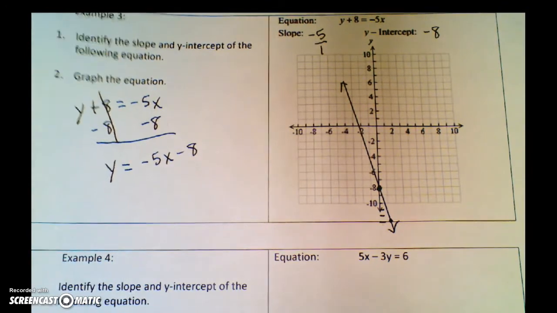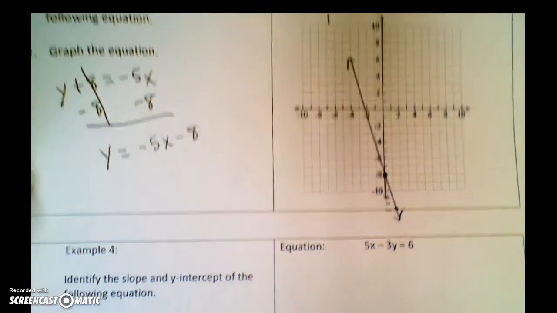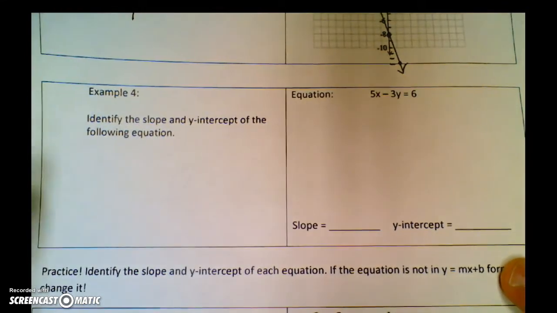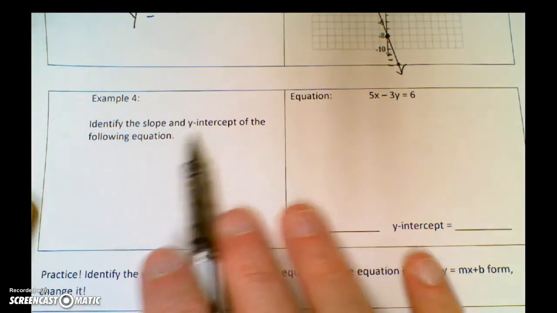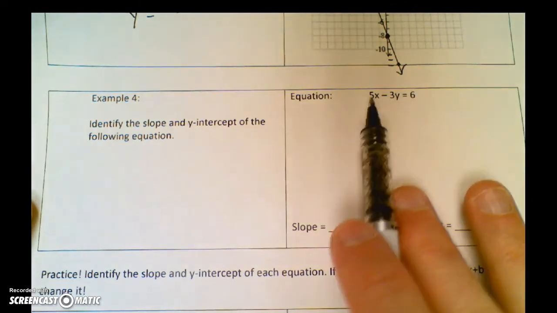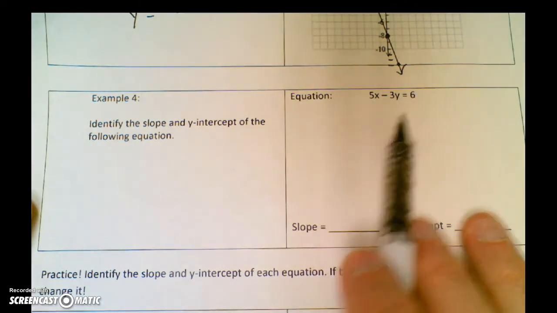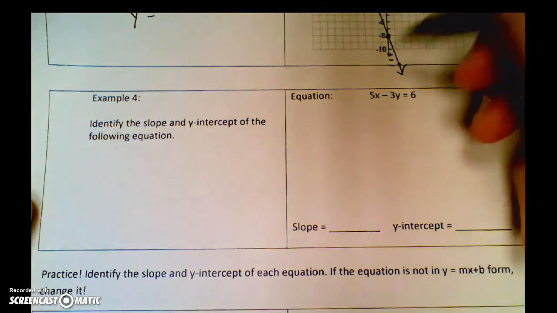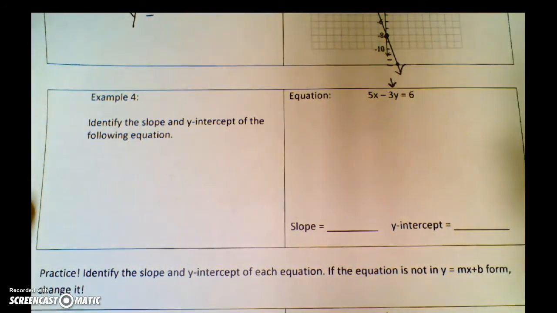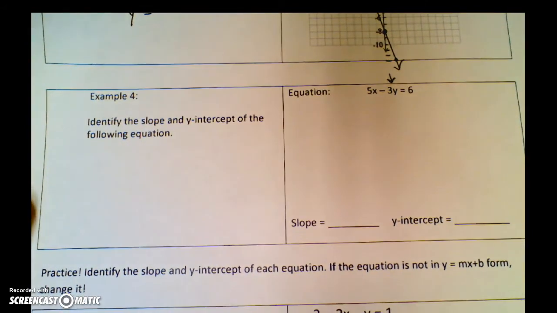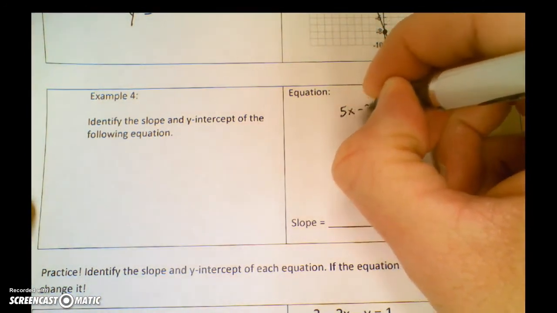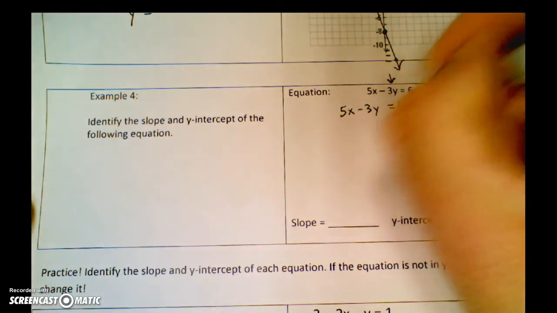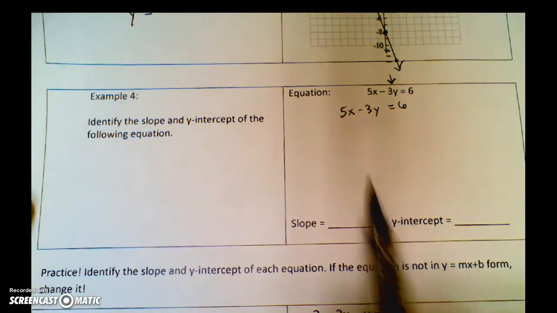Okay, one more example, and I'm going to have you try the rest on your own. In this equation, you don't have to graph, it's just asking you to identify the slope and the y-intercept of the following equation. But take a look, this is not in the y equals mx plus b. So we're trying to get this y by itself. That's the whole goal. So I'm going to rewrite the equation, and let's go from there.